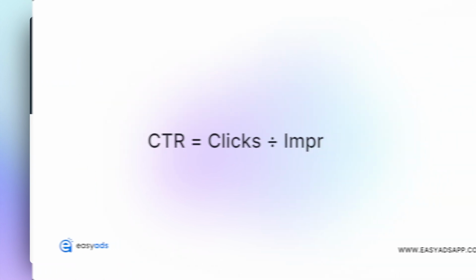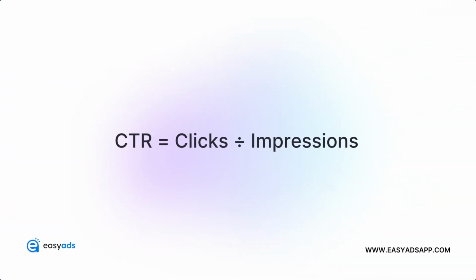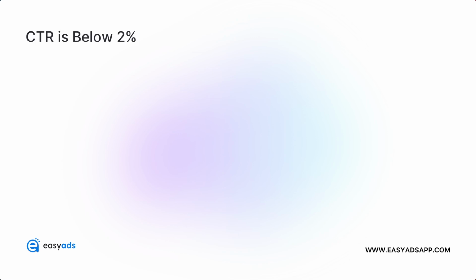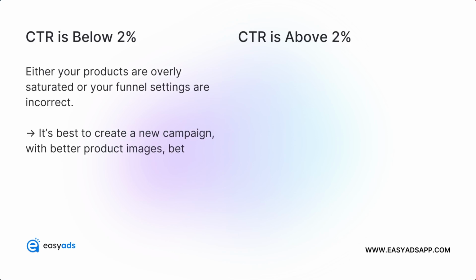To sum up, the CTR equals the clicks divided by impressions. The benchmark for CTR is 2%. If your CTR is below 2%, it means that either your products are overly saturated or your funnel settings are incorrect. Here, it's best to create a new campaign with better product images, better ad copy, and better audience settings.